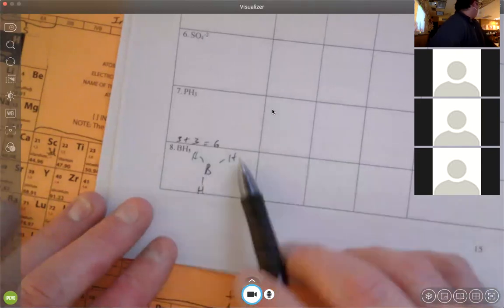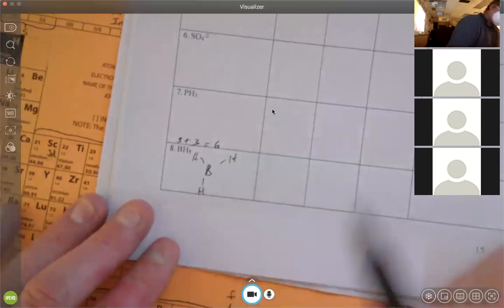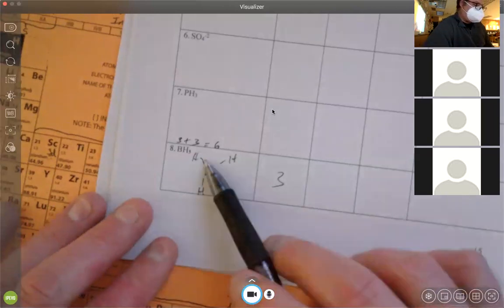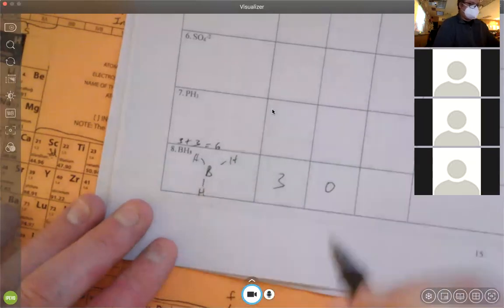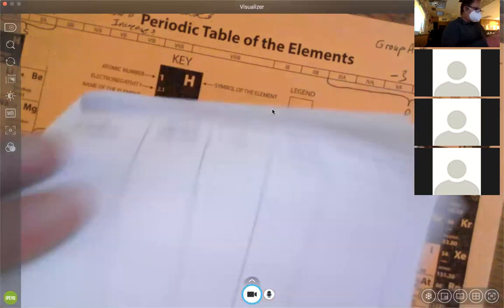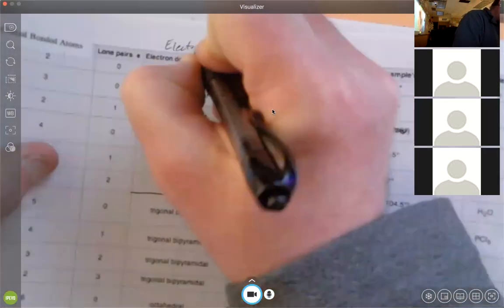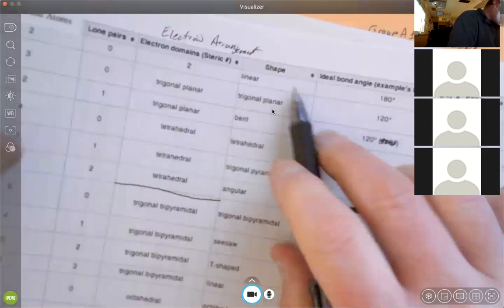How many hydrogens are around boron? How many hydrogens are attached to it? 3. How many unshared pairs are on the boron? Bond, bond, bond. Are there any unshared pairs? No. So 0. So if we take a look, it says electron arrangement and molecular geometry. So we go to this back part. This electron domain is also called electron arrangement. And this shape is the geometry.